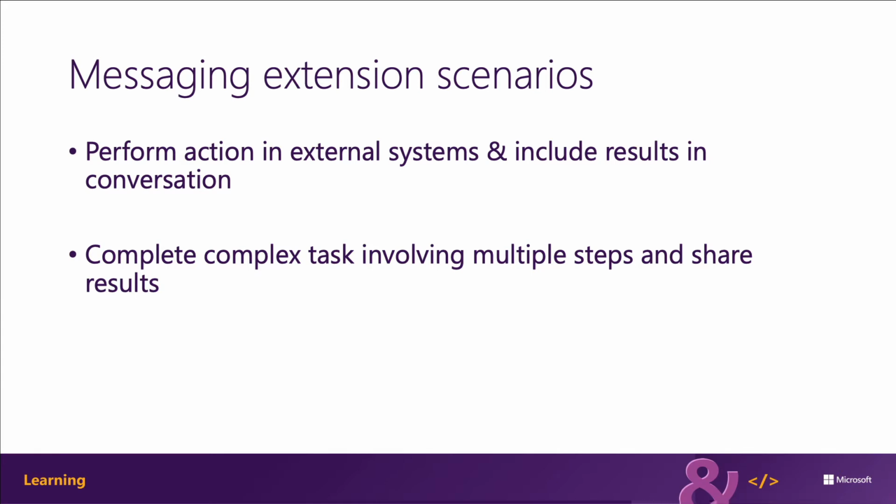Another example is when you need to complete a complex task, or one that involves multiple steps, and share the results. For example, consider a user that wants to request approval for a business trip. This involves finding a flight, a hotel, and transportation options. After finding the wanted options, they need to submit an out-of-office and expense approval request to their manager. A messaging extension can be used to guide the user through a wizard experience to collect information and then use that to start an approval process and display a summary in the conversation.